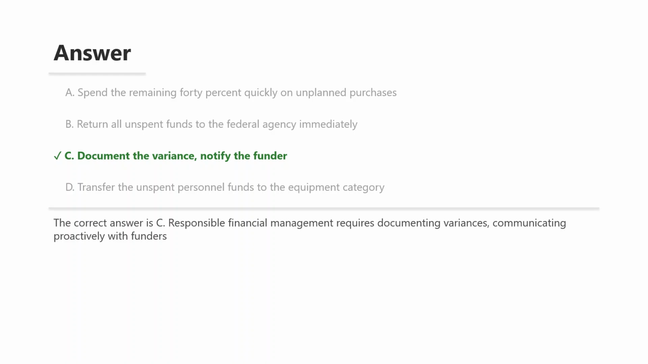Option A is a misuse of federal funds and could trigger audit findings. Option B may not be required and forfeits resources that could still support the program. Option D violates most federal grant regulations, which require funder approval before transferring funds between budget categories beyond a specified threshold.